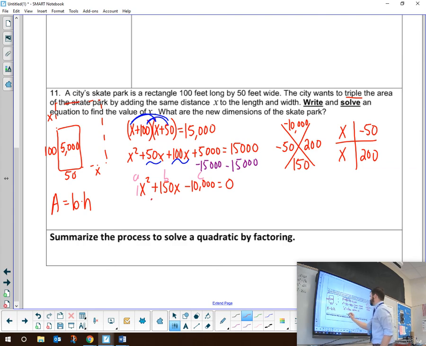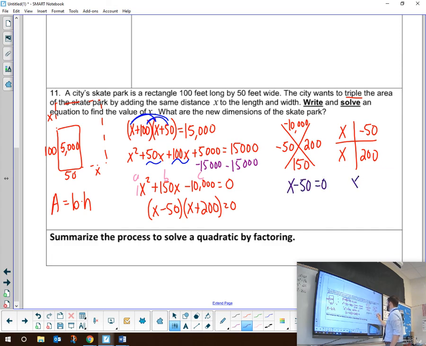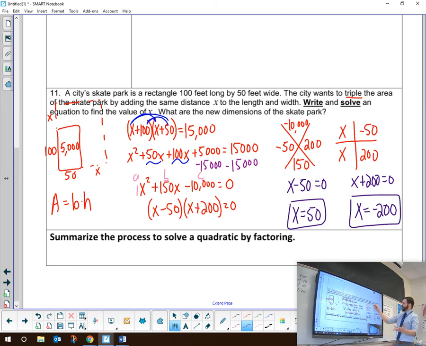So those are going to be my factors. X minus 50 times x plus 200 equals 0. Then I can solve. I can go x minus 50 equals 0 and x plus 200 equals 0. Add 50 to both sides, we get one answer. X equals 50. Add minus 200 to both sides, we get my other answer. X equals negative 200.